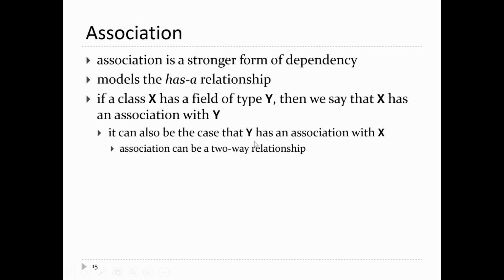Now it can also be the case that Y has an association relationship with X, which is a little strange, but it can happen. So association is also allowed to be a two-way relationship. In other words, X might have a field of type Y, and Y might have a field of type X.